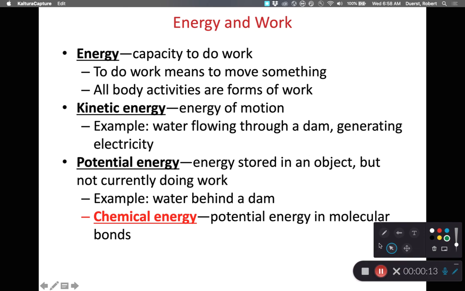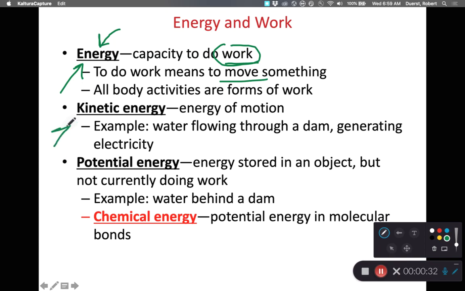So as we look at energy, energy in our bodies is very important. It's the ability to do work. We can't do stuff unless we have energy. So when we think of work, I want you to think of moving something, doing something. And to do something we need energy. And there are different kinds of energy in our bodies.